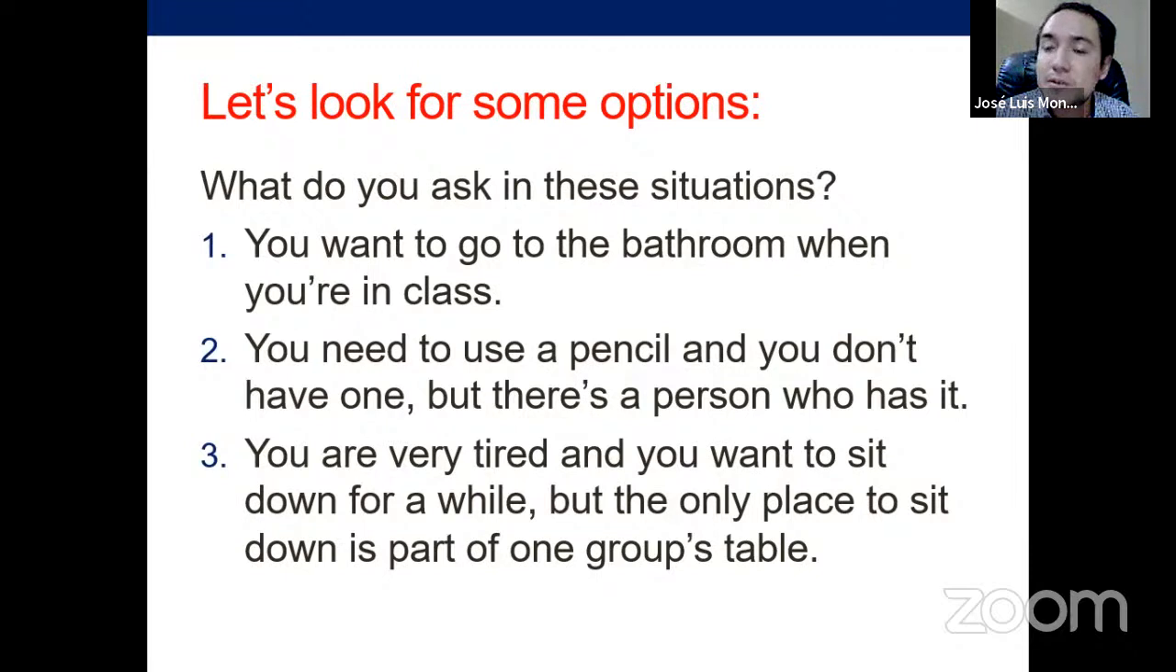Now, this is something that we can do to start with the lesson. It says, what do you ask in these situations? You want to go to the bathroom when you're in class, right? How do you ask the permission to go? You need to use a pencil and you don't have one, but there's a person who has it. How do you ask that person for that pencil that you need? You are very tired and you want to sit down for a while, but the only place to sit down is part of one group. How do you interact with that group? And how do you ask for that chair in this case, or that seat?